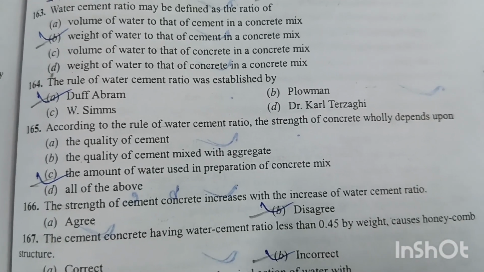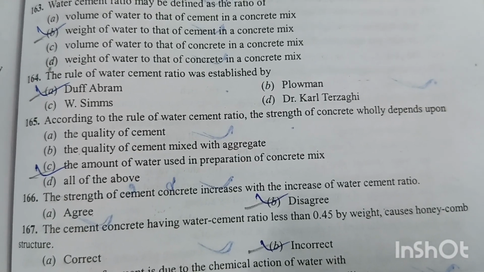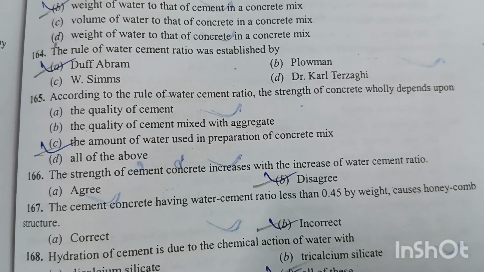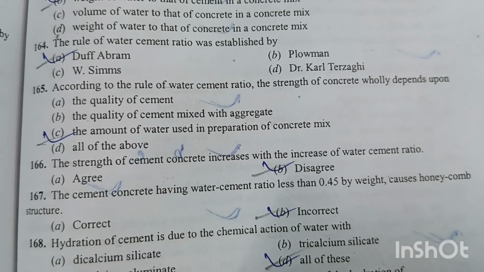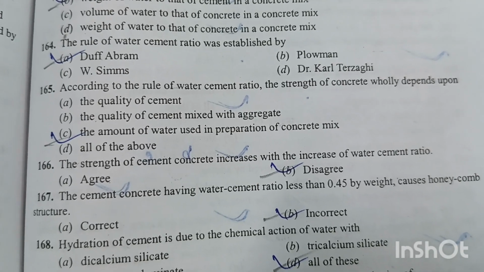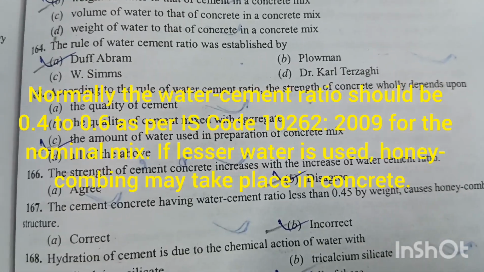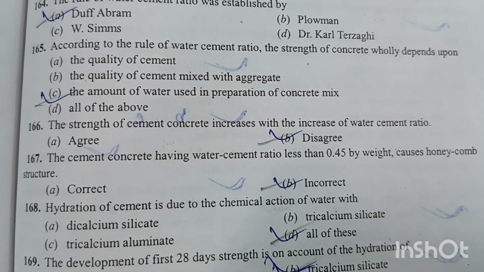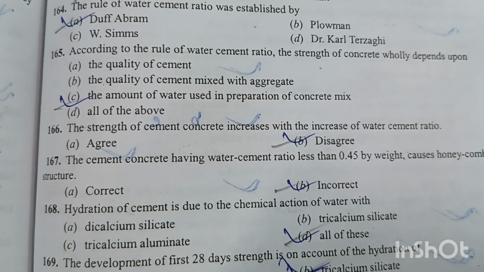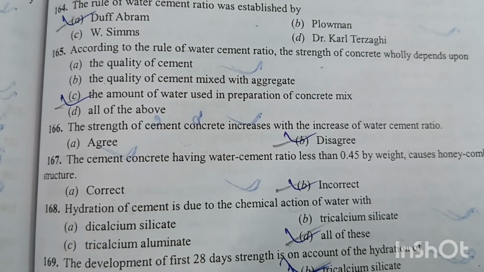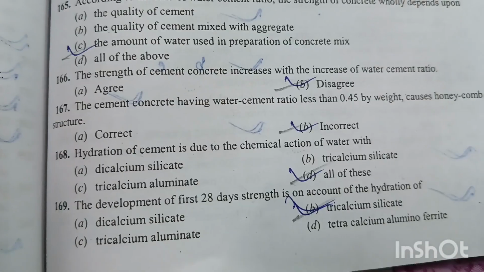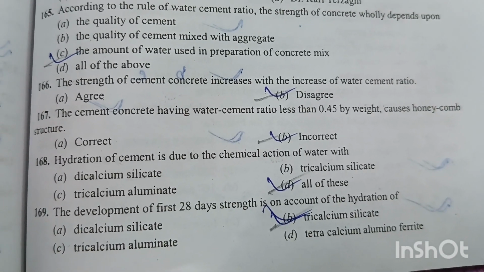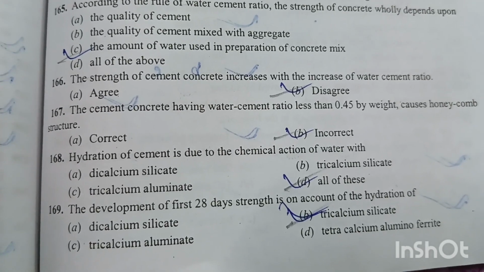Question number 166. The strength of cement concrete increases with the increase of water cement ratio. No, it decreases. Question number 167. The cement concrete having water cement ratio less than 0.45 by weight causes honeycomb structure. No. Option B is the right answer. Question number 168. Hydration of cement is due to the chemical action of water with dicalcium silicate, tricalcium aluminate. Option D is the right answer. All of these. Question number 169. The development of first 28 days strength is on account of hydration of tricalcium silicate. Option B is the right answer.